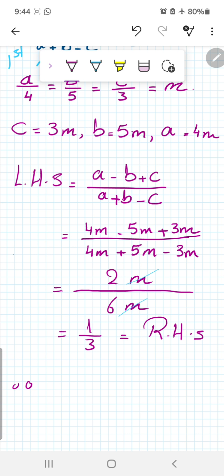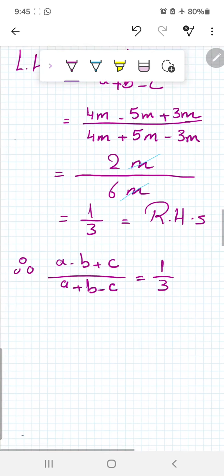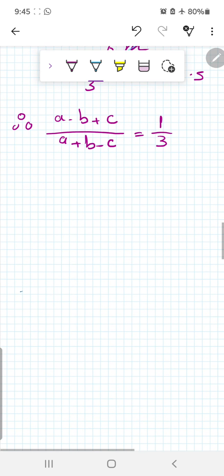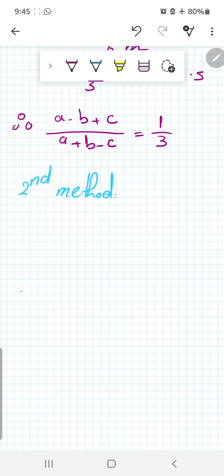So finally we have A minus B plus C over A plus B minus C equals 1 over 3. Okay, we have another method. Second method, which is one of the given ratio.